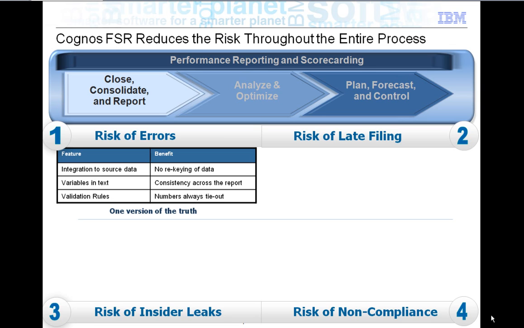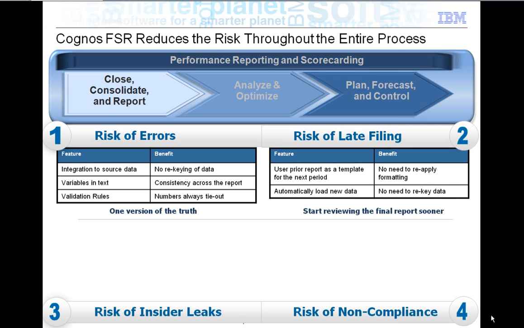With Cognos FSR, all of those are gone. They are no longer issues because there is tight integration to your source data. There is the concept of labels or variables in text to promote consistency and dynamically change all places of a number, a date, or your organization name, all at the exact same time by simply having to change it in one place. And there are validation rules that will confirm for you that all of those numbers and all of those changes have accurately been changed.